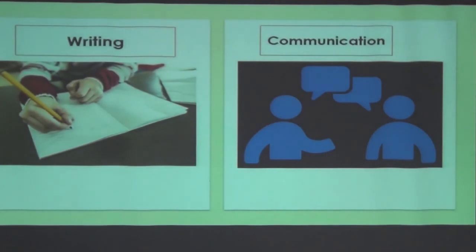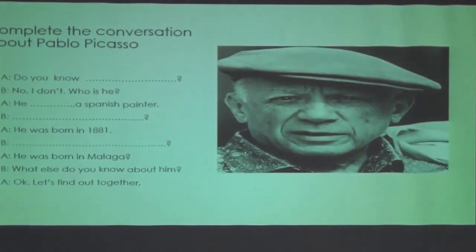Okay, we come to the last stage of our lesson, writing and communication. I want you to complete the conversation about Pablo Picasso, right? So do you know, here I have to write the name of the celebrity. No, I don't. Who is he? He was a Spanish painter. Of course, he is dead.